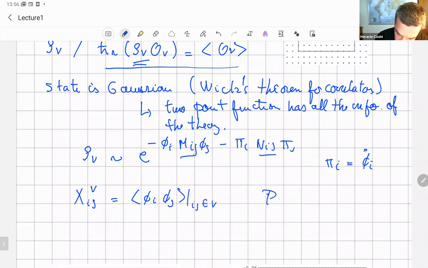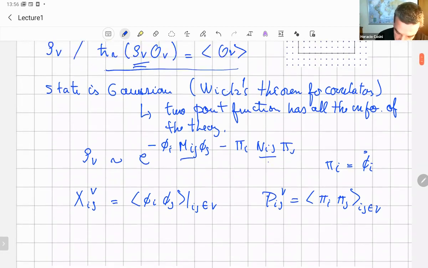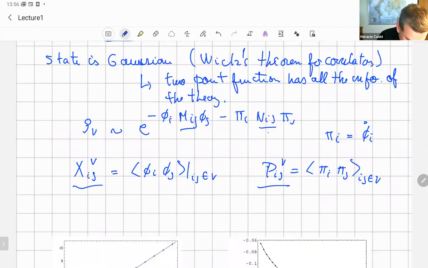And the same for the momentum variables. And so everything, this M and N, are functions of these matrices. And of course, the entropy is also a function of these matrices, and the entropy, you can compute it, and is defining another matrix that is the square root of XP.